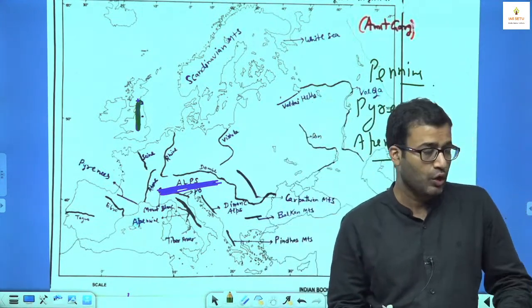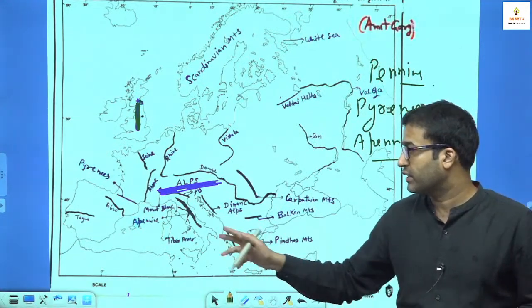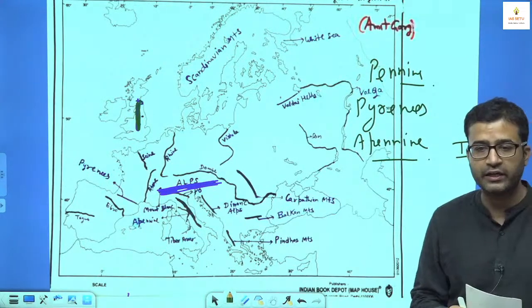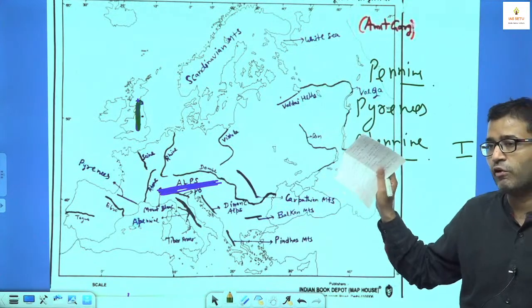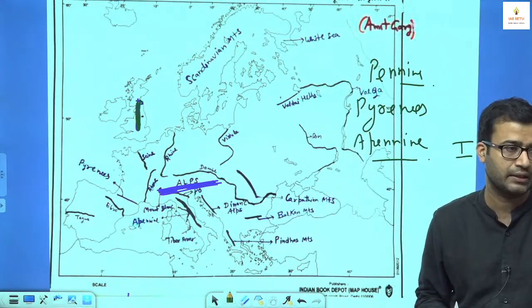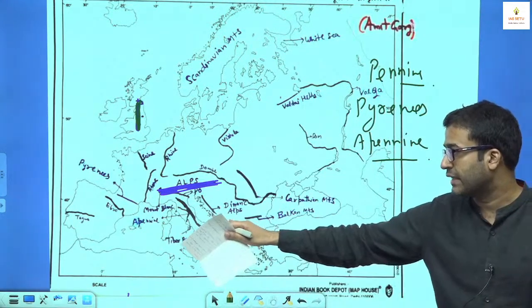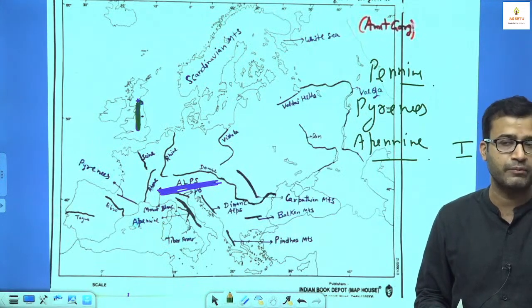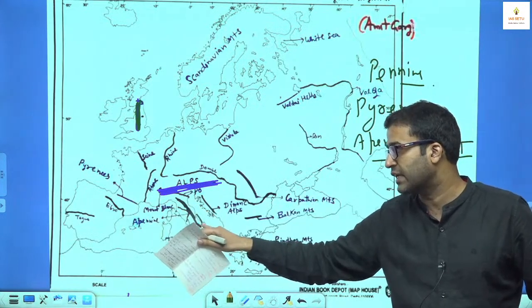Okay, so how I remember this, I tell you. See what is important, this Italy, I. So we have a vowel here. So vowel is with vowel. In the three ranges, the vowel is only in Apennine. A is with I. So I remember that in Italy we have Apennine. Out of Pennine, Pyrenees, Apennine, the Apennine mountain range is in Italy.